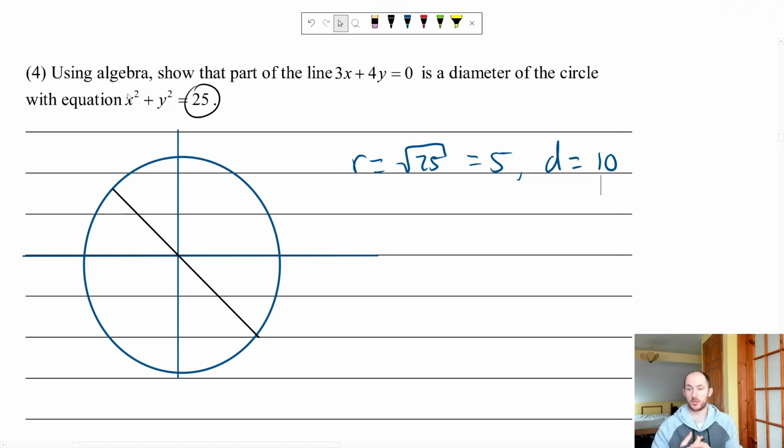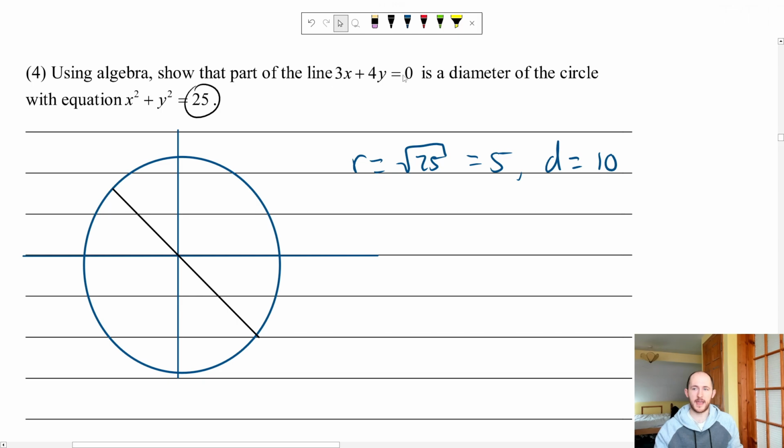Right? If I said show that 4 is a prime number, that's an unfair question because it isn't a prime number. So, I know for a fact that this line and this point intersect, but not just that, that the line is the diameter of the circle. So, let's find the coordinates and then try and show that its length is 10. And that will prove to me that it's a diameter. So, how do I want to do this?